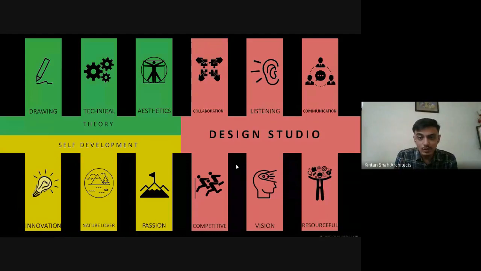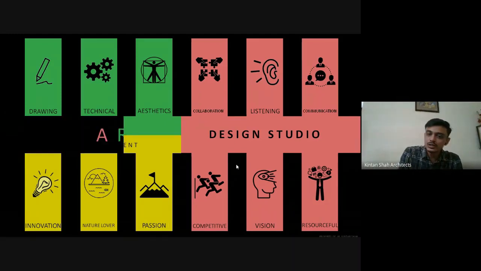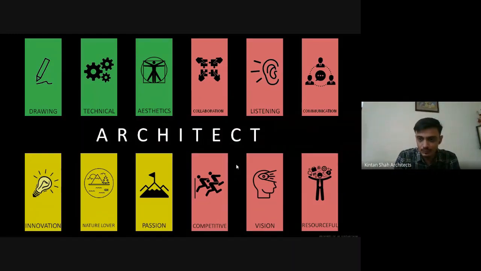So design studios, we might take them very lightly. Even I, as a student, wasn't that aware of how they would eventually shape me as a professional. But after being in the profession for the last 8 to 9 years, I have understood how those studios have developed me as a professional who can stand in the market. Right. So this is broadly what shapes an architect.